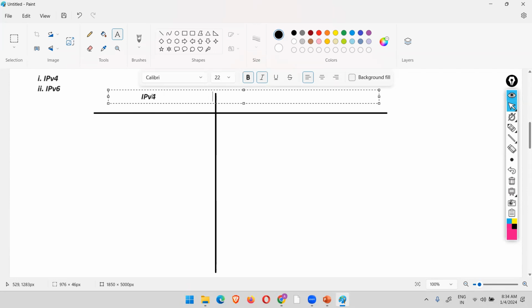So on one side we will have IPv4 and on the other side we will use IPv6. First of all, I will give two examples of IP addresses, and looking at those two examples we will see what the differences are.